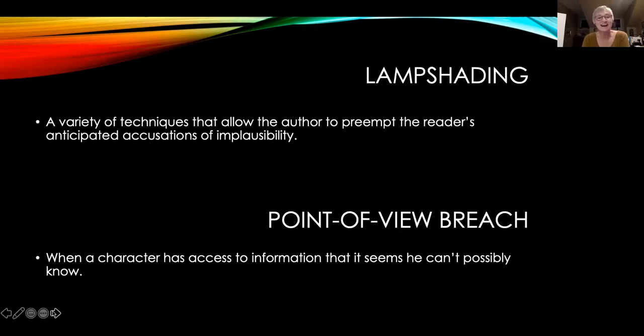So anyway, most of the lampshading techniques in the next book have to do with a point of view breach. So I just want to define that for you. That's when a character has access to information that there is just no way he can actually know. He wasn't there, he didn't see it. For whatever reason, he suddenly knows what's going on in someone else's head, even though it was never spoken aloud, that sort of thing.